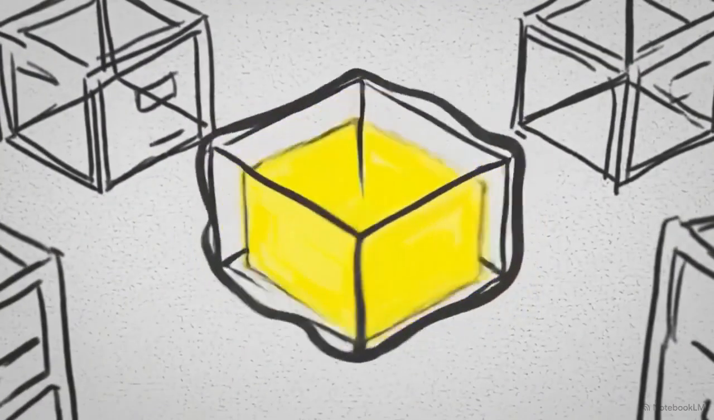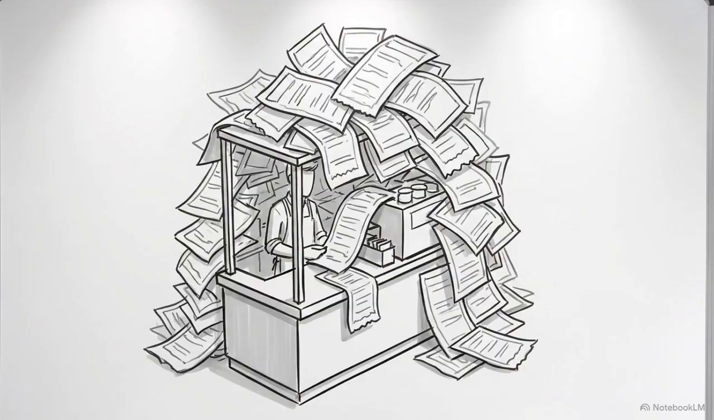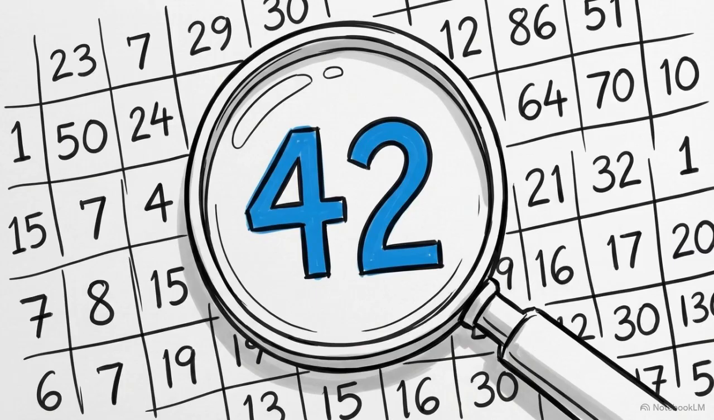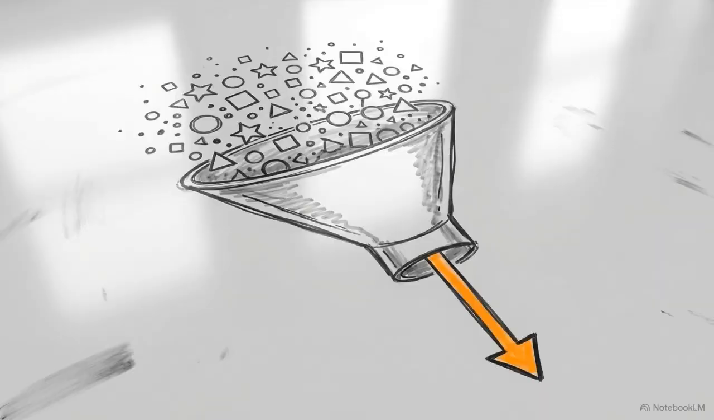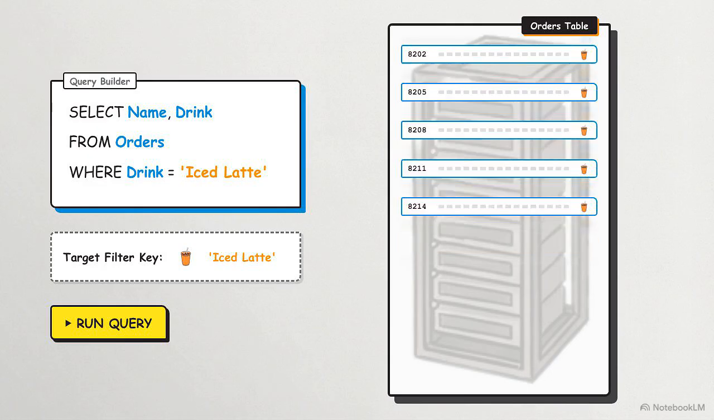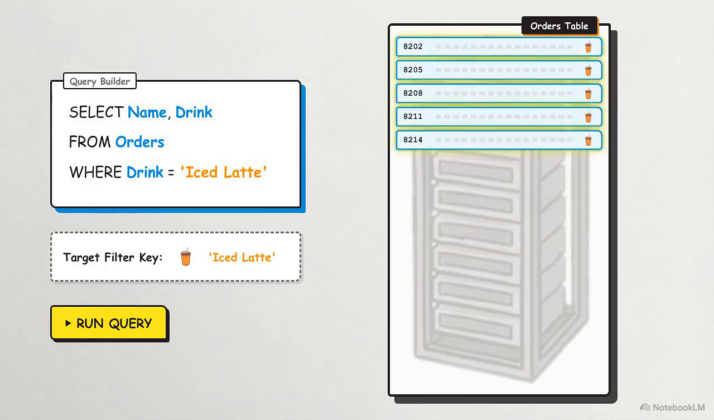Now we can apply a filter. If we stop now, the database will return every single order ever placed. To get a specific answer, we use the where command. Think of the where clause as the ultimate filter. It narrows down millions of rows to only the ones that match your precise condition. Since we only want the lattes, we fill in the final blank with our condition, where drink equals iced latte. The completed sentence reads, select name and drink from the orders table where the drink is an iced latte.